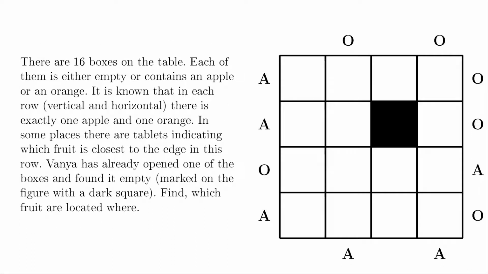And now the English version. There are 16 boxes on the table. Each of them is either empty or contains an apple or an orange. It is known that in each row, vertical and horizontal, there is exactly one apple and one orange. In some places, there are tablets indicating which fruit is closest to the edge in the row. Vanya has already opened one of the boxes and found it empty, marked on the figure with a dark square. Find which fruits are located where.